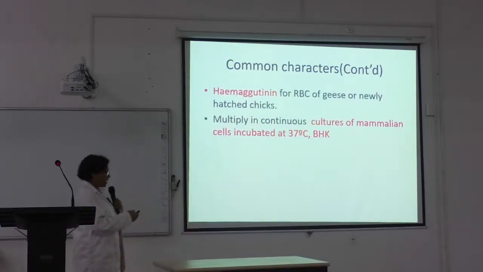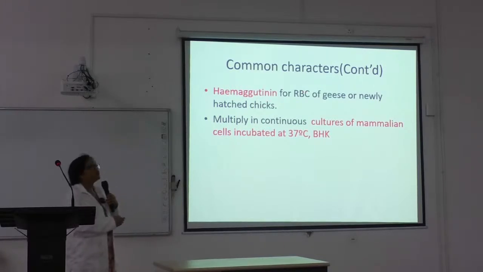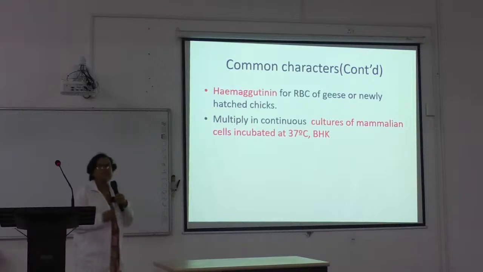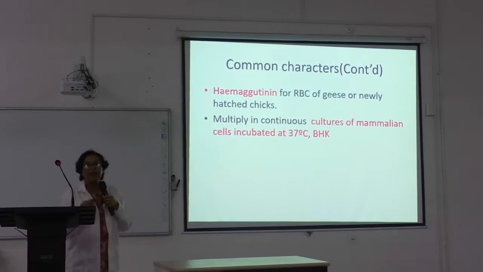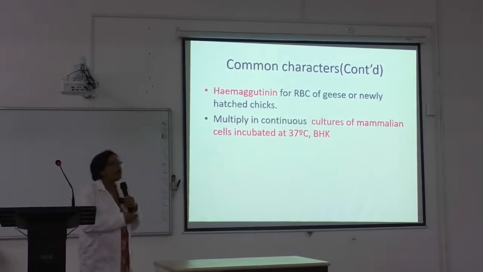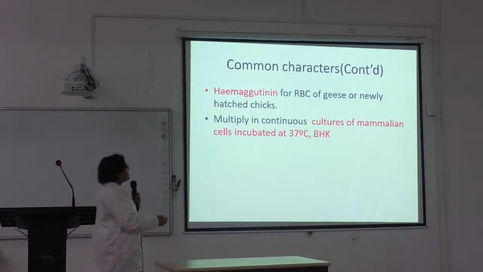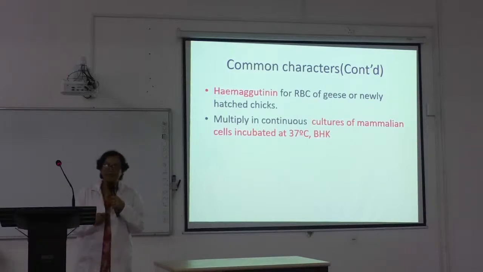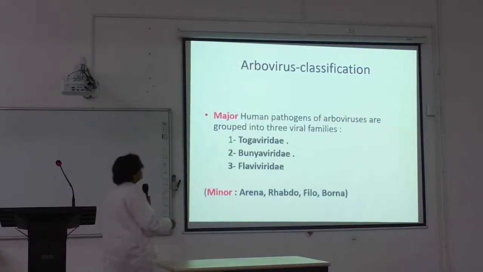A common character also, they have hemagglutinin, which can agglutinate RBCs of geese, and they multiply in continuous cell culture. As these are viruses, they cannot be cultured in MacConkey's agar or blood agar, they can be cultured only in living tissue, that is, in a mammalian cell line incubated at 37 degrees centigrade. It is better in baby hamster kidney tissue. Baby hamster kidney tissue is better for their culture.